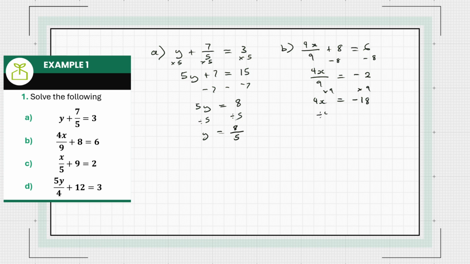Now we have to divide both sides by 4. We're left with x is equal to negative 18 over 4. Because that doesn't divide cleanly, we're going to leave it like that.